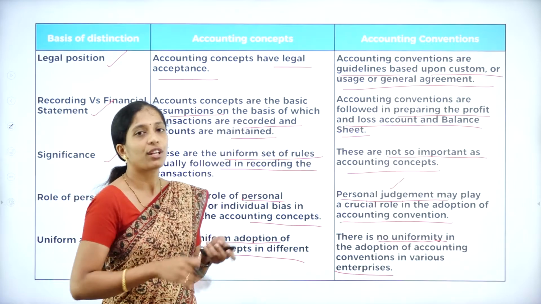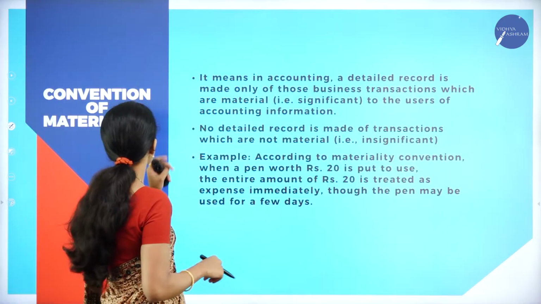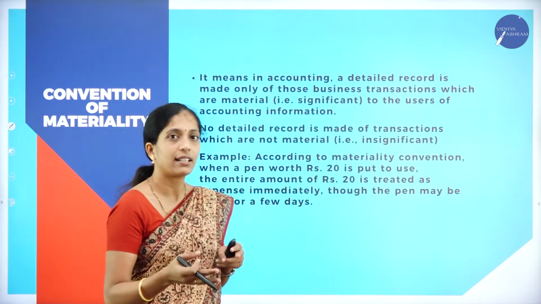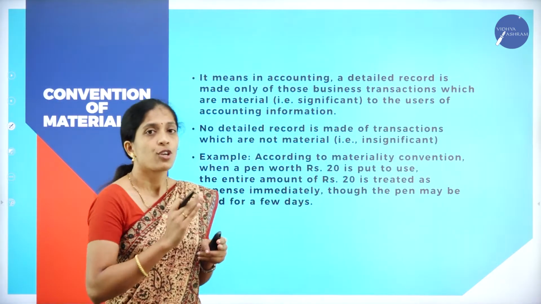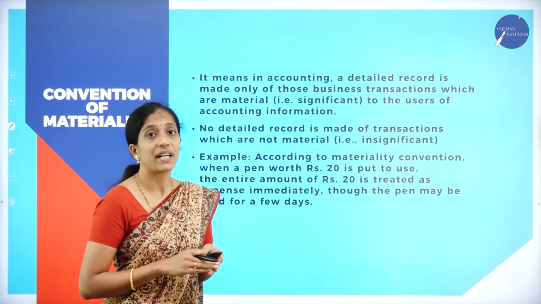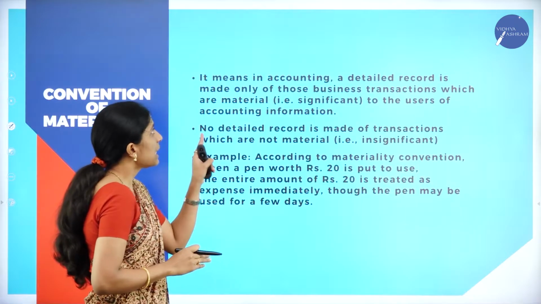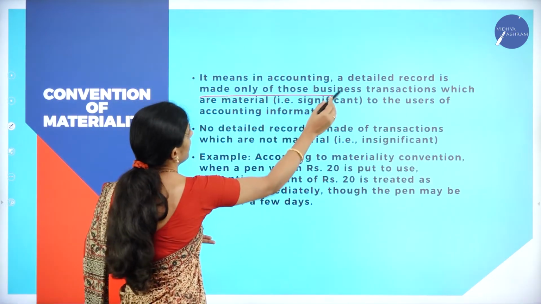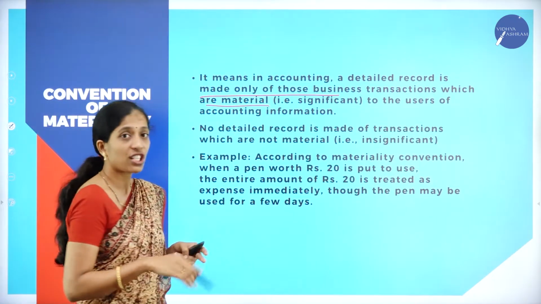So these are the few differences between accounting concepts and accounting conventions. Now let us see a few of the accounting conventions. We have already learnt about accounting concepts. The first convention is the convention of materiality. What do you mean by convention of materiality? It means that in accounting, a detailed record is made only of those transactions which are material, that is, which are significant in nature.